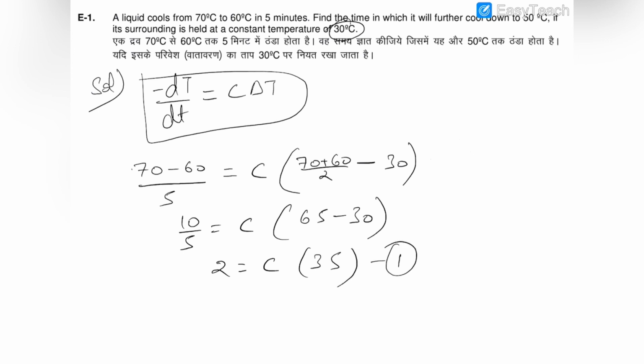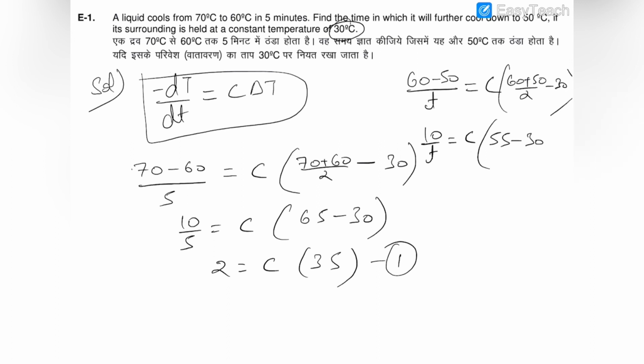Now we have to find out the further time it would take to cool down from 60 to 50. So (60 minus 50) upon the time t will be equal to C, and now again delta T would be (60 plus 50)/2 minus 30, where 30 is the surrounding temperature. So this is 10 by t equals C, and this is 55 minus 30. So this is 10 by t, and it is equal to C into 25. This is equation 2.